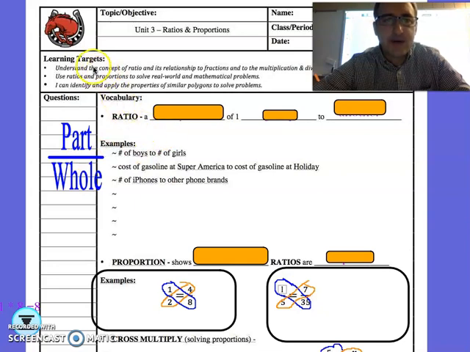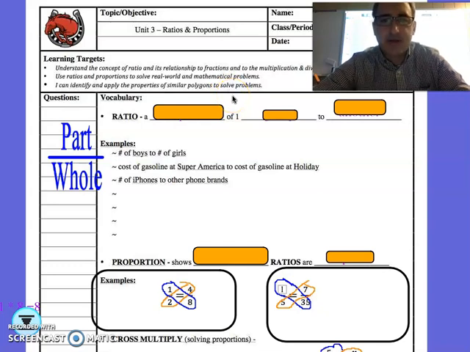So let's talk about our learning targets. What we're hoping to do is understand the relationship between fractions, multiplication, division, and whole numbers. We're going to use ratios and proportions to solve real-world math problems. And we are going to identify and apply ratios and proportions to similar polygons or shapes when solving problems.